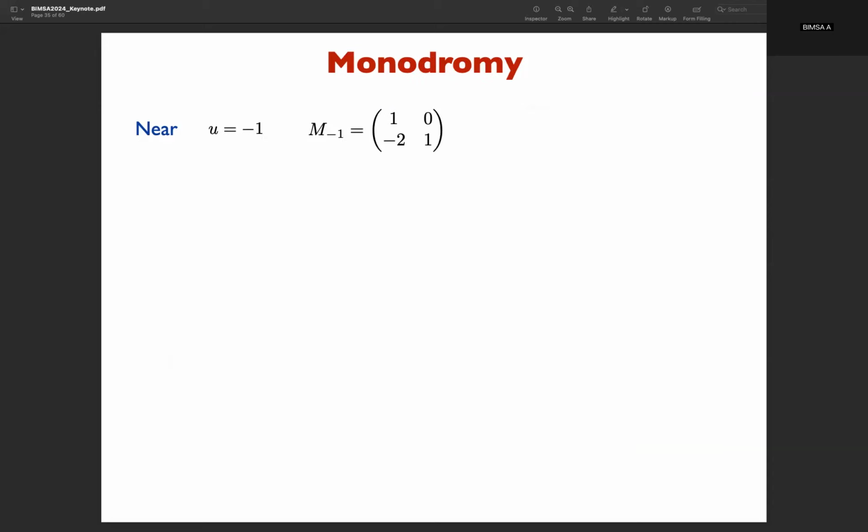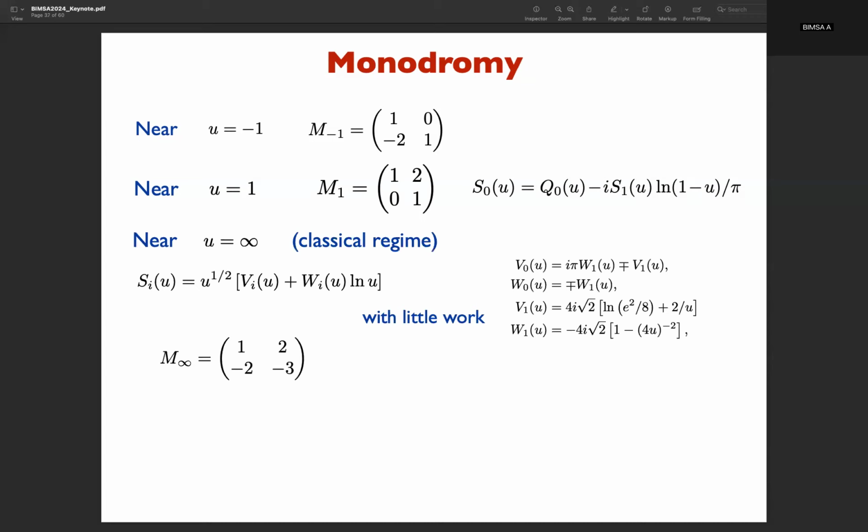Okay, so let's talk about monodromies a bit more. Near U equals -1, this is the monodromy. Then near U equals 1, you can do the same exercise. This will be the monodromy. And then the classical regime, you can just solve it by hand, and with a little bit of work, you can show that this is the monodromy around point infinity. You can check that the total monodromy is trivial. So the infinity monodromy is the product of these two, whichever way you define it. You can invert this matrix and put it on the right-hand side.